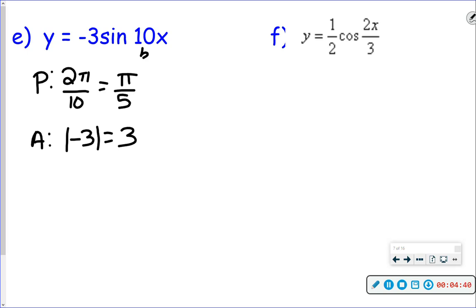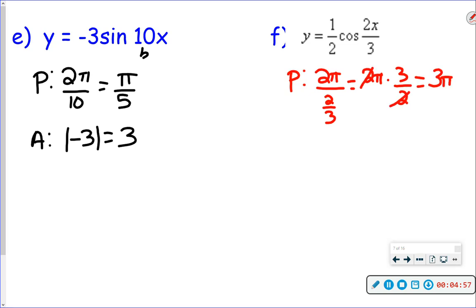All right, let's do the next one. So, period, 2 pi over b. Now this time our coefficient on x is 2/3. Just to review your fraction work, when you divide by a fraction, you multiply by the reciprocal. So the 2's are going to cancel out, so 3 pi. So 0 to 3 pi looks the same as 3 to 6 pi, which looks the same as 6 to 9 pi, so on and so forth. Amplitude, absolute value of the lead coefficient. So this would be a little tiny short one.